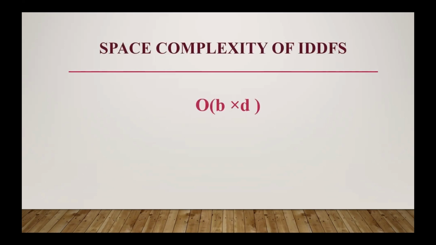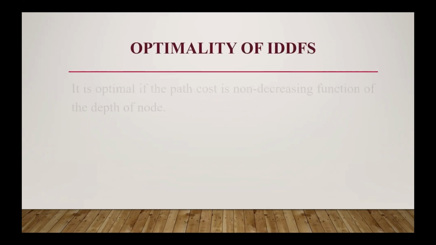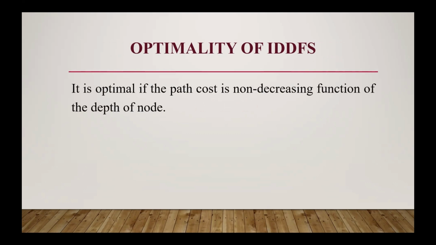And the space complexity is the order of b into d, multiplication of the branching factor with the depth. Optimality of this algorithm is that it is optimal if the path cost is a non-decreasing function of the depth of the node, then it is optimal. We will definitely get the optimal solution from this algorithm.